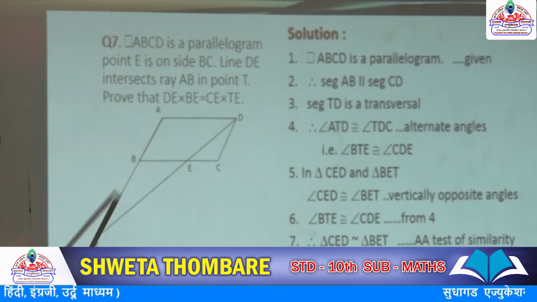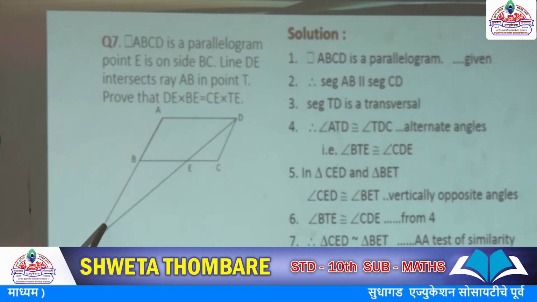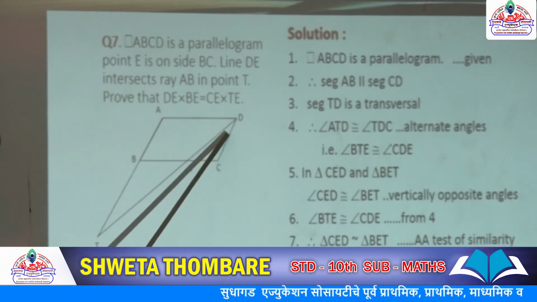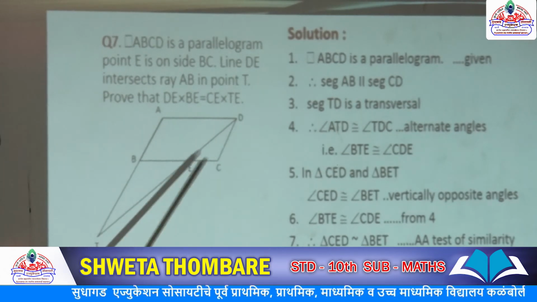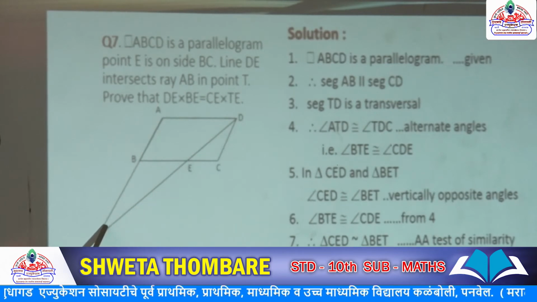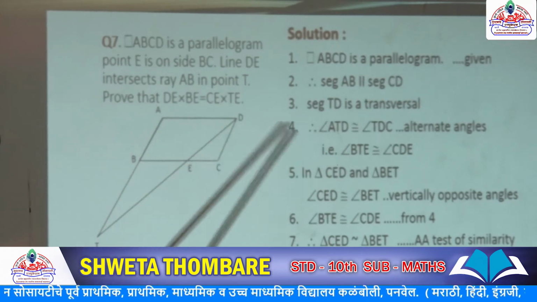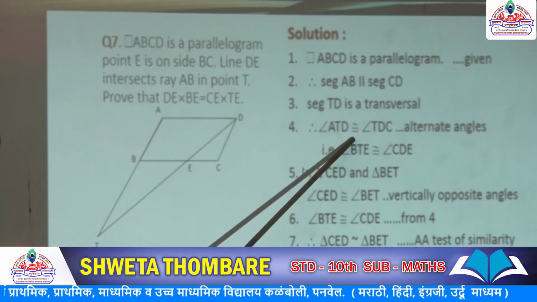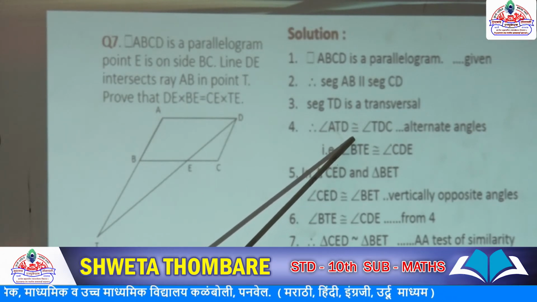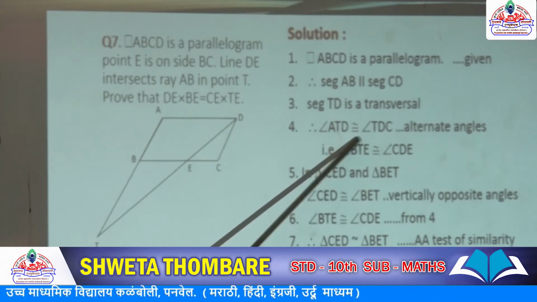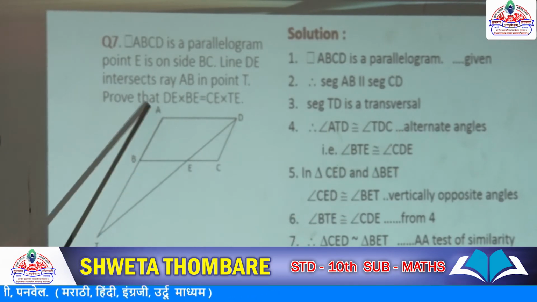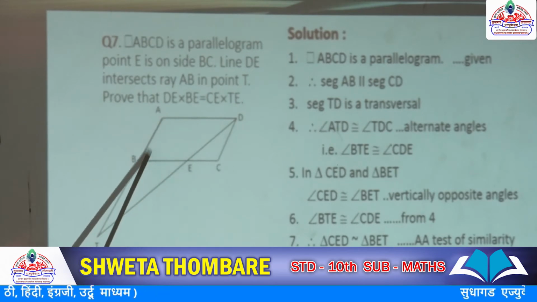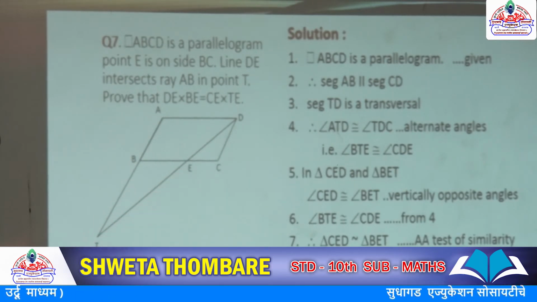ATD, this one ATD, this angle becomes congruent with TDC. Here these two angles form a pair of alternate angles, and we know that these alternate angles are always congruent. So here we can say angle ATD is congruent with angle TDC, and here we can give the reason as alternate angles. Now for our convenience, as these 3 points are collinear, here also these 3 points are collinear.